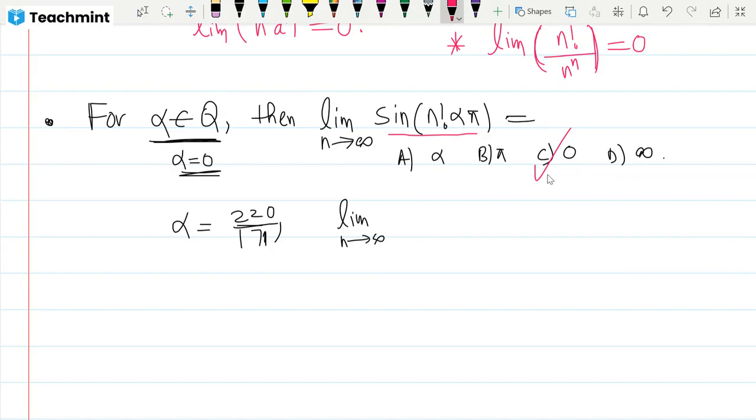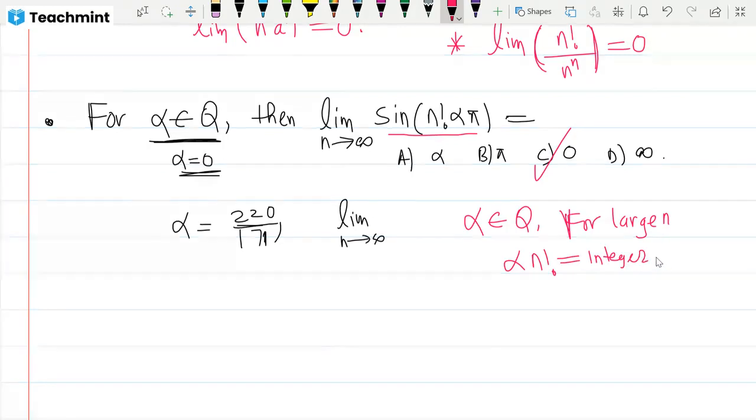But rigorously I will tell you the answer is 0. Why is it 0? You give me any alpha belonging to the rational numbers, then for large n, alpha into n factorial becomes an integer. Sine of an integer times pi is always 0. So this is the explanation.